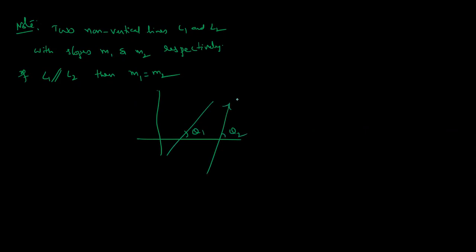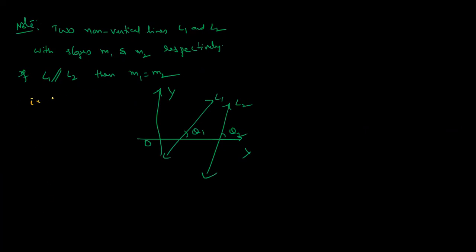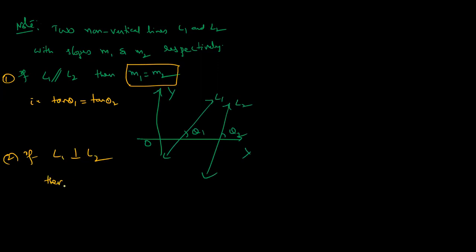This is theta 2. Okay, so what is the meaning here? That is, tan theta 1 is equal to tan theta 2. So please remember this point here, students. If L1 is perpendicular to L2, then what is the meaning? M1 into M2 is equal to -1. Please write down these points.